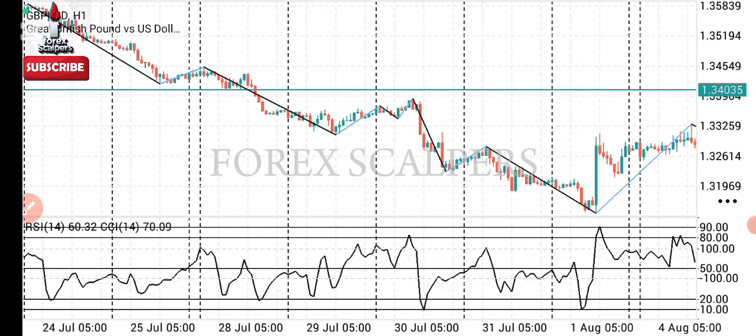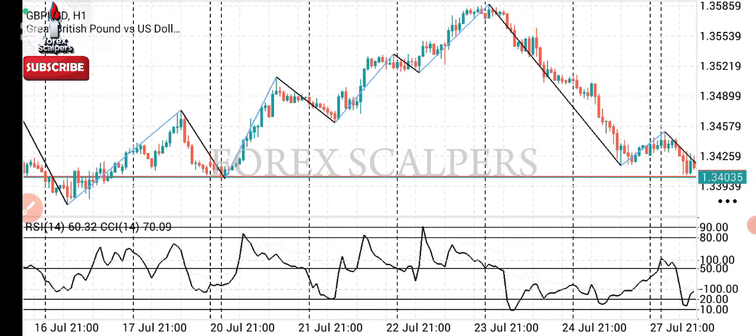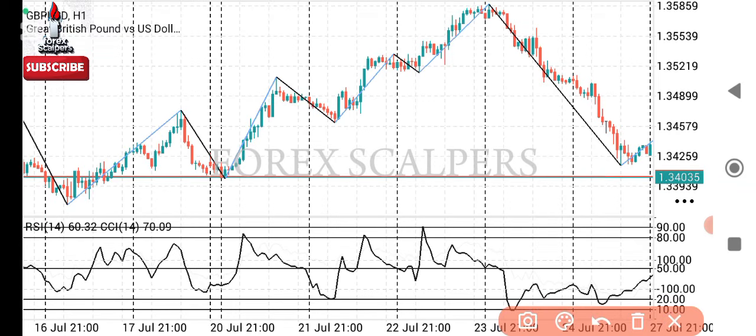In the subsequent video, we'll now be looking at how exactly we can use this point of reactions. When I say point of reaction, I'm referring to this point where price reverses from using this indicator. How we can use it in order for us to find our entry regardless of the market condition.